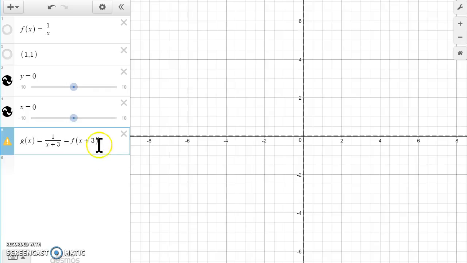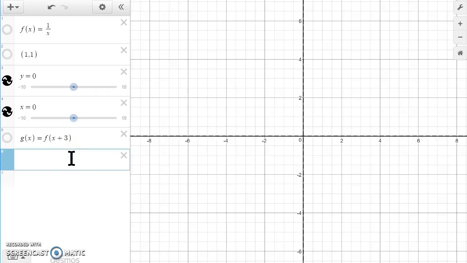Does that make sense? So in other words, if I say my g of x is equal to f of x plus 3, that's the same thing as saying g of x is equal to... so what's f of x? F of x is equal to 1 over x. So I'm going to put the 1 over there, right? 1 over, well, this x is not there anymore. This x is going to be x plus 3.